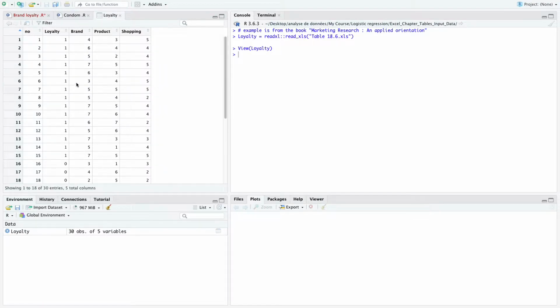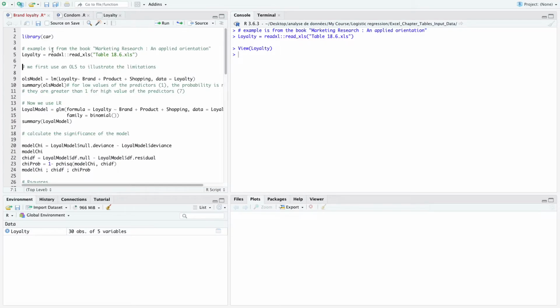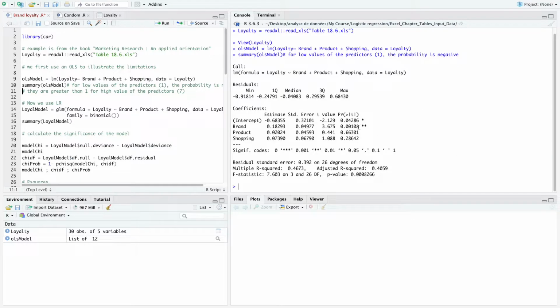Of course, this is the main difference between ordinary least squares and logistic regression: the Y variable is coded as zeros and ones. So first, let me show you what is in the book. Let's use just the regular linear model to try to explain the loyalty through brand, product, and shopping, as we have in the data. We summarize this example using OLS, and what we find is that brand actually predicts loyalty.